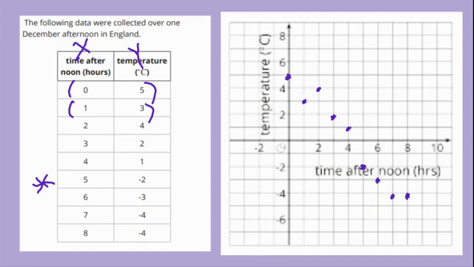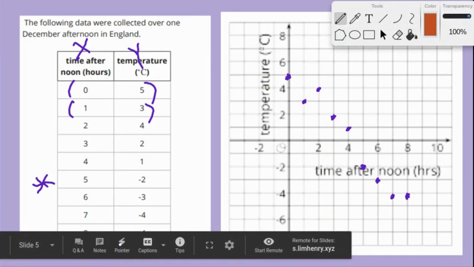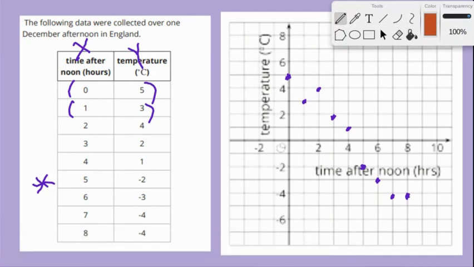Now, if I were perfect and I could draw a perfect line on this, let's see if I can draw a better line. If I were to connect all of these points with a line, it would show me a story about what's happening. I can look at that line and say, for the most part, that temperature is going down, because I start up higher and it continues to go down. Yes, it goes up just slightly between hours 1 and 2, but for the most part, my data is going down.